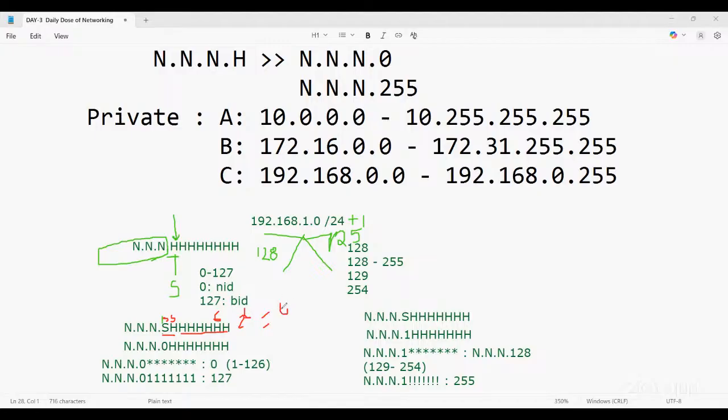And you have borrowed 2 bits. That means 2 raised to power 2. You will have 4 subnets like this: subnet number 1, subnet number 2, subnet number 3, and subnet number 4. Each subnet will be having 64 IPs in it. So the first subnet will look like 0 to 63. And the valid IPs will be 1 to 62. Similarly, the second subnet will look like 65 to, and then you calculate other subnets like that. That is how things will be working.